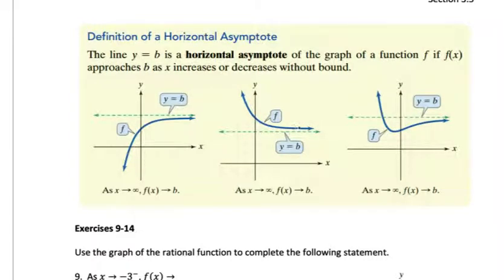So the graph could be getting closer to the dotted line either from above or below. It's still a horizontal asymptote, and the function value is still approaching b. Or it could be kind of like this where it crosses and does some other weird stuff, but eventually, as we go outward on the right-hand side, the function value is getting closer and closer to whatever value the y-coordinate is of this dotted line.